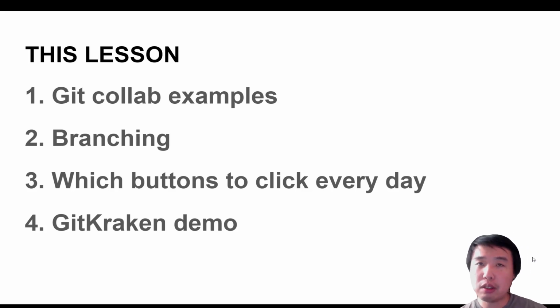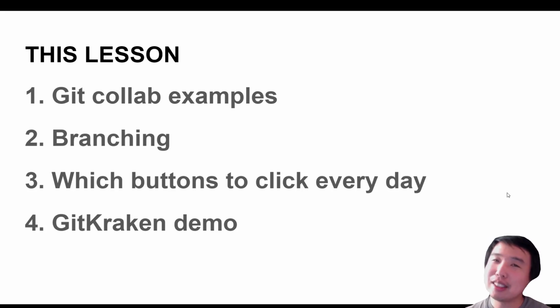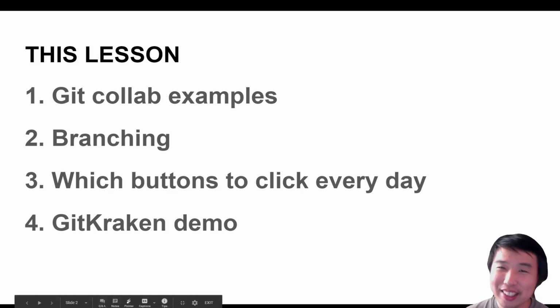So first we'll go over some examples about how you might be using Git and GitHub and GitKraken to collaborate, and then we'll talk about using branches to streamline some of that collaboration. Then I'm just gonna tell you straight up what buttons you should be clicking on in GitKraken every day to do stuff, and then I'll actually demo how to do that in GitKraken.